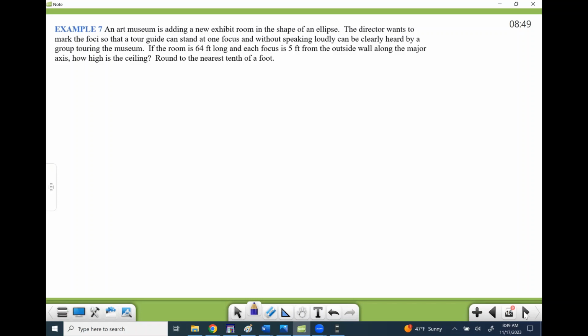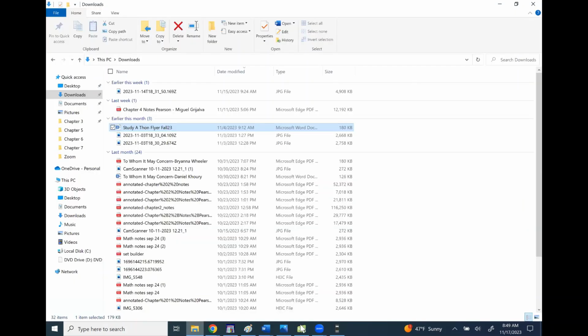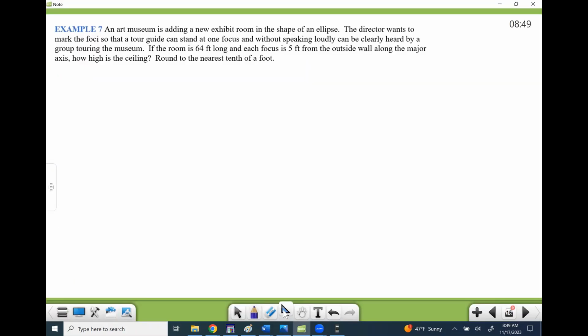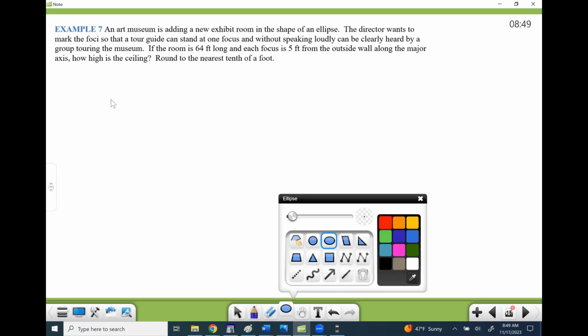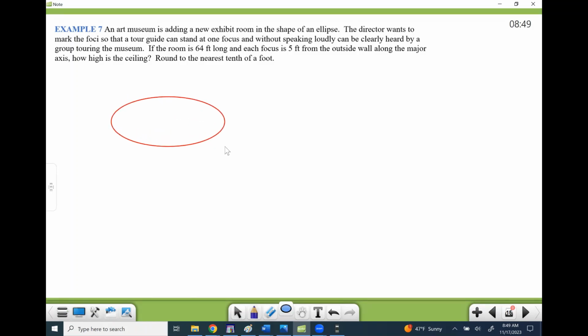Okay, so let's see here. Our room is 64 feet long, and each focus is 5 feet from the outside wall. Okay, so I'm just going to draw an ellipse that's 64 feet long. Oops, sorry, you guys. Draw an ellipse that's 64 long.